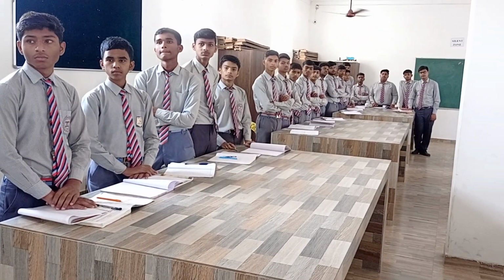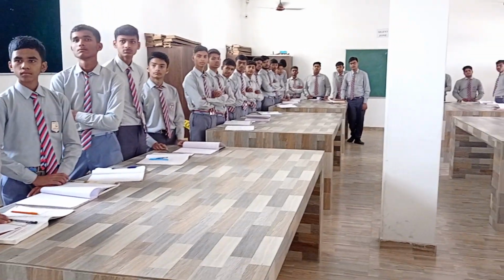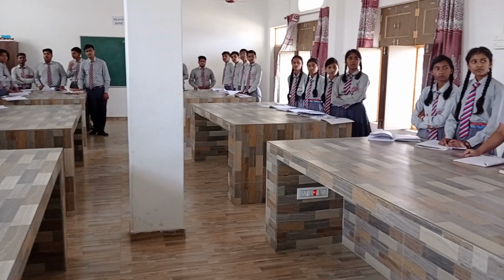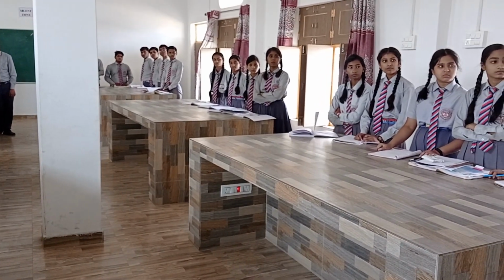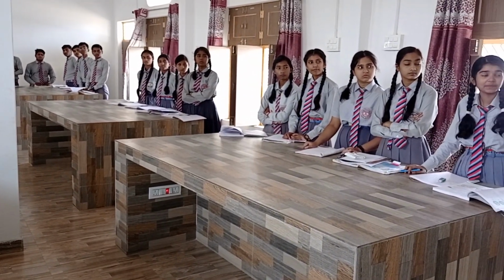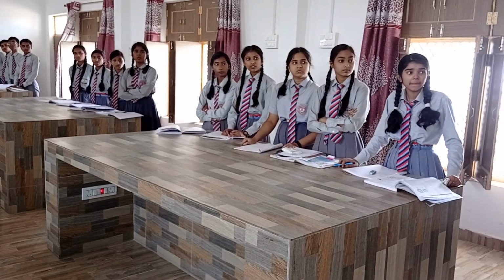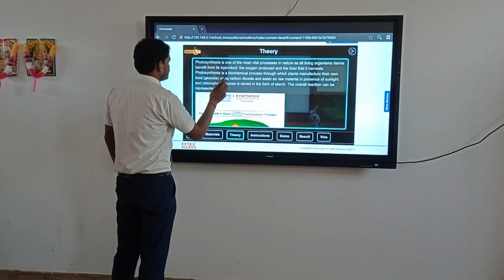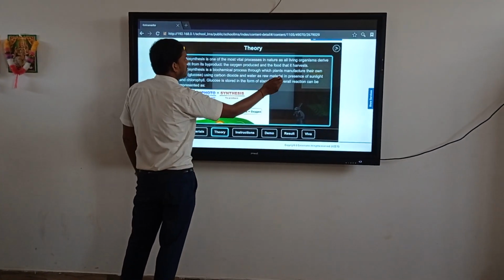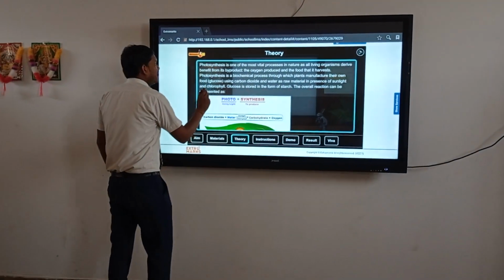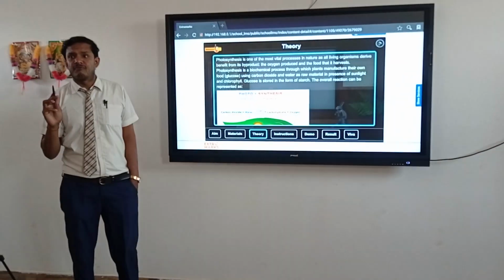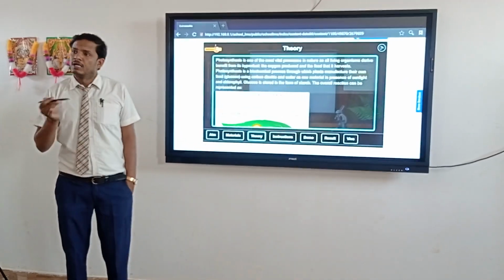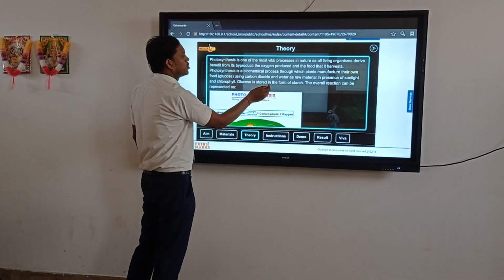Photosynthesis is a biochemical process by which plants manufacture their own food, but we can't manufacture our own food. That is the reason why we are considered heterotrophs and plants are considered autotrophs. The raw materials for photosynthesis are carbon dioxide and water, in the presence of sunlight and chlorophyll, the green pigment which has the capability to trap light.